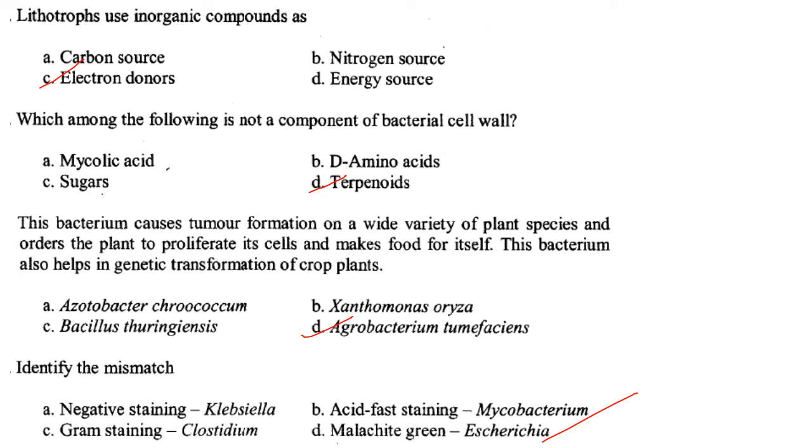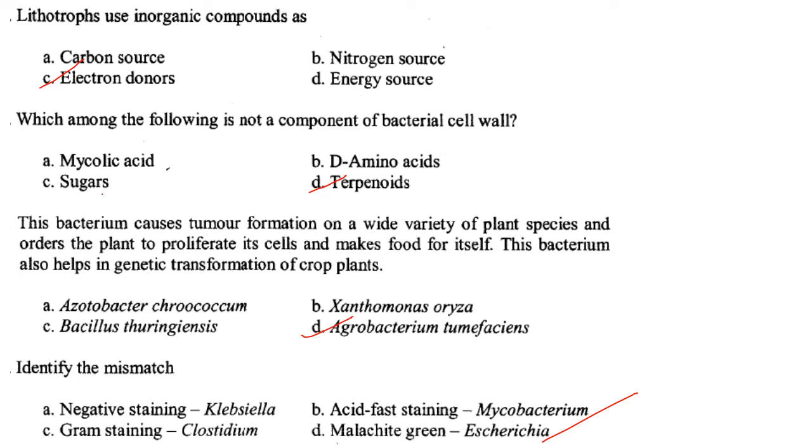Then this bacterium causes tumor formation on a wide variety of plant species and orders the plant to proliferate its cells and make food for itself. This bacterium also helps in genetic transformation of crop plants. So the bacterium is Agrobacterium tumefaciens. Answer is option D.